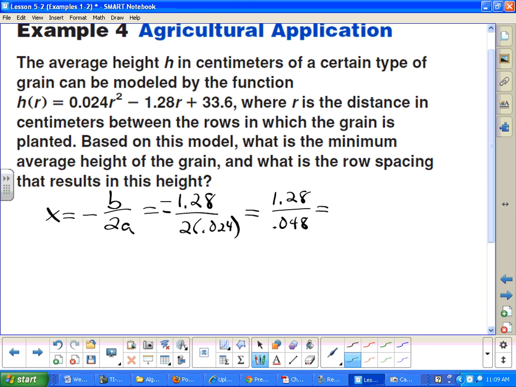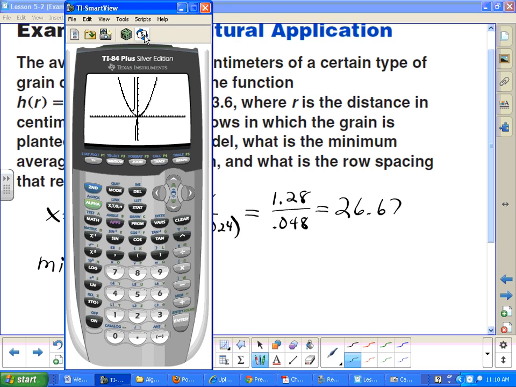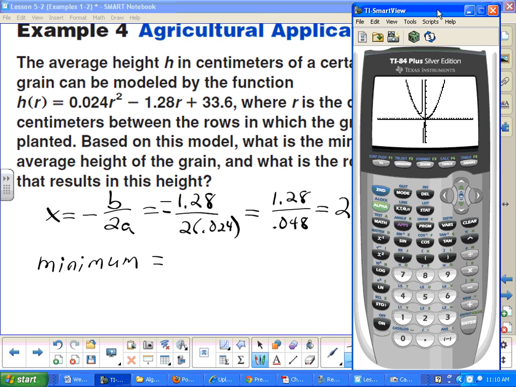What is it? 26.666? Oh, okay. 26.67. All right, let's use that. Okay. So now, to find the minimum, I'll put 26.67, or your calculator. Let's talk about the use of our calculator for a moment to help us out with this.